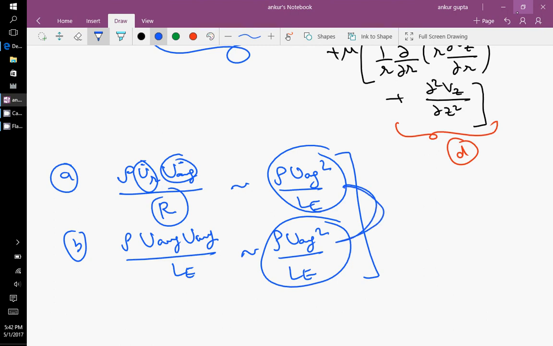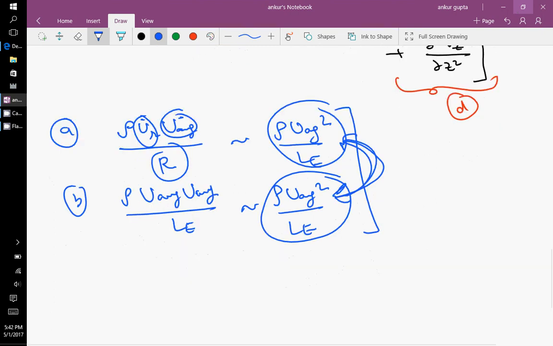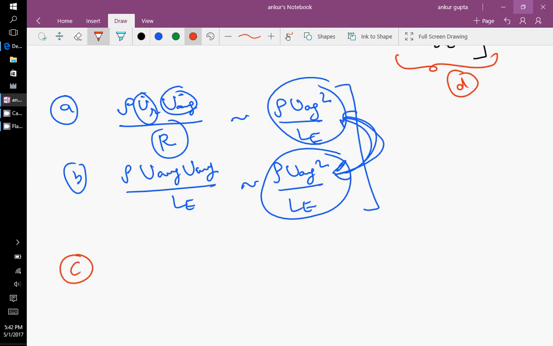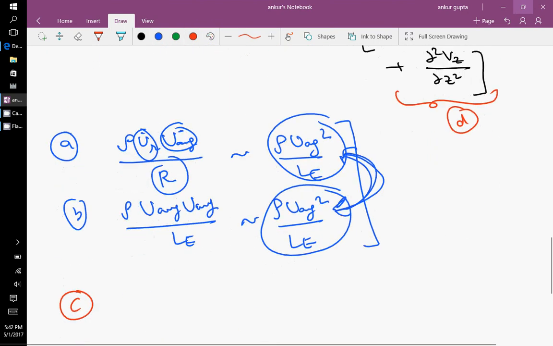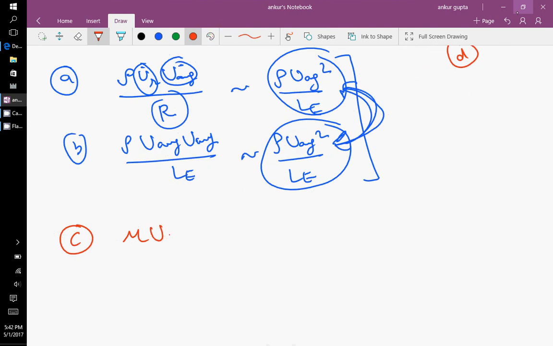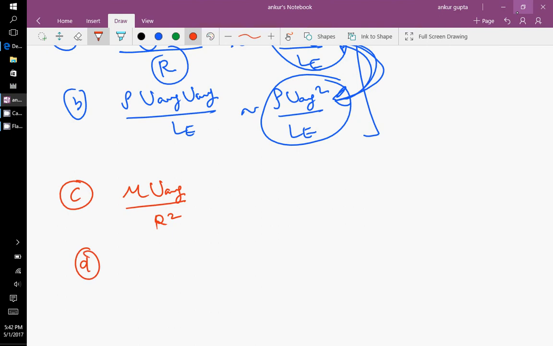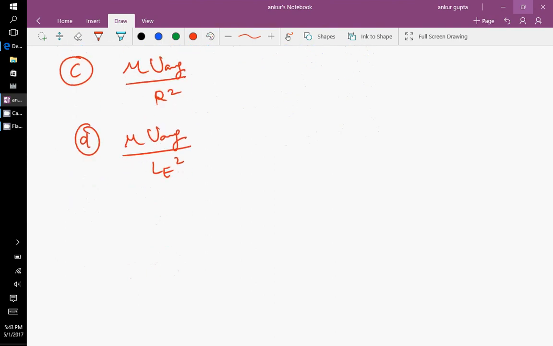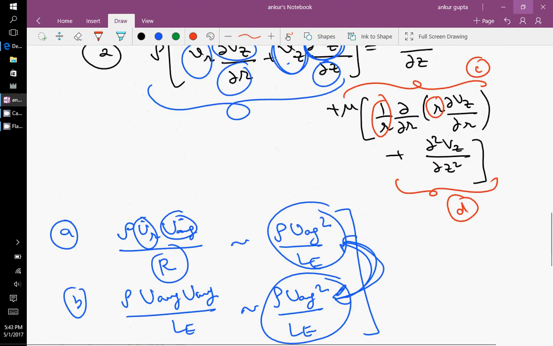So both of them have equal importance. So rho U square by LE. Now the term C, which is the viscosity term. So now let's scale this one. So this is mu and 1 by R, and this will get cancelled, and you will have UZ by R square, and UZ is U average. This is mu U average by R square, and D you will have mu U average by LE square. Okay. So let me now write the full equation with the terms. So last term was mu U average by LE square.